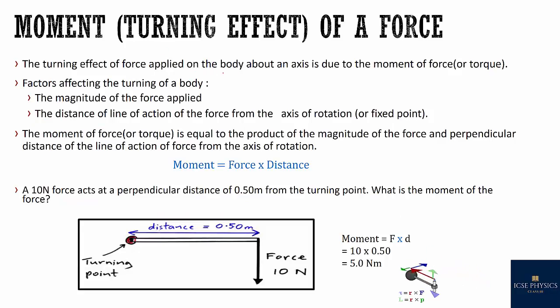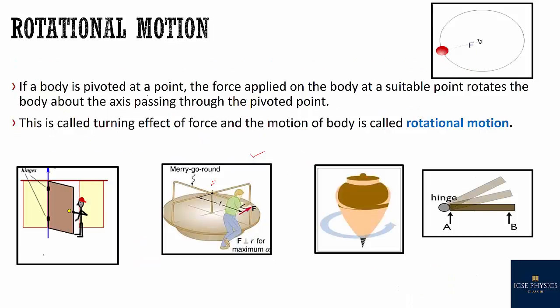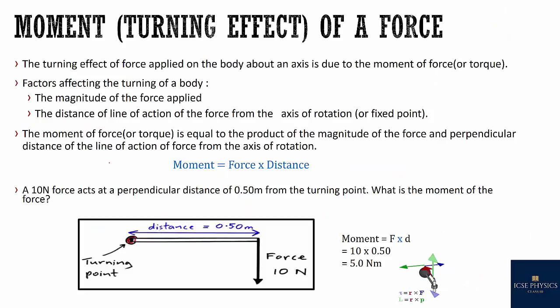The turning effect of force applied on a body about an axis is due to moment of force. There are two factors which affect the turning of a body. Let's see this example. What are the two factors? First, force, the amount of force applied. If I apply a small force, the merry-go-round may take a half turn. If I apply a big force, then it may go round twice or thrice. So the turning effect of the body depends upon the magnitude of force, then the distance between the axis and the point of application of force. So it depends upon these two factors.